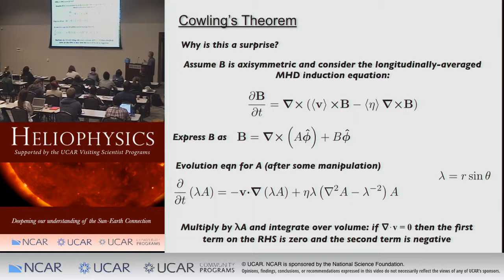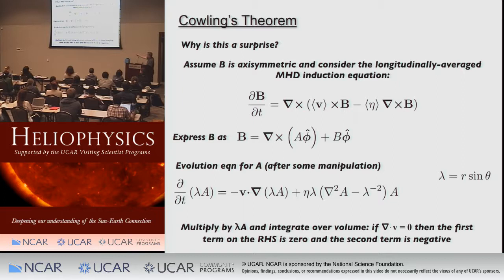I'll go through this quickly because you've already seen it. The idea is that if you take the induction equation and say that B is axisymmetric, then you can take the longitudinal average. You can express B as the curl of A phi plus B phi. This is true of any divergenceless axisymmetric vector. Then you can plug this in and come up with an evolution equation for A.